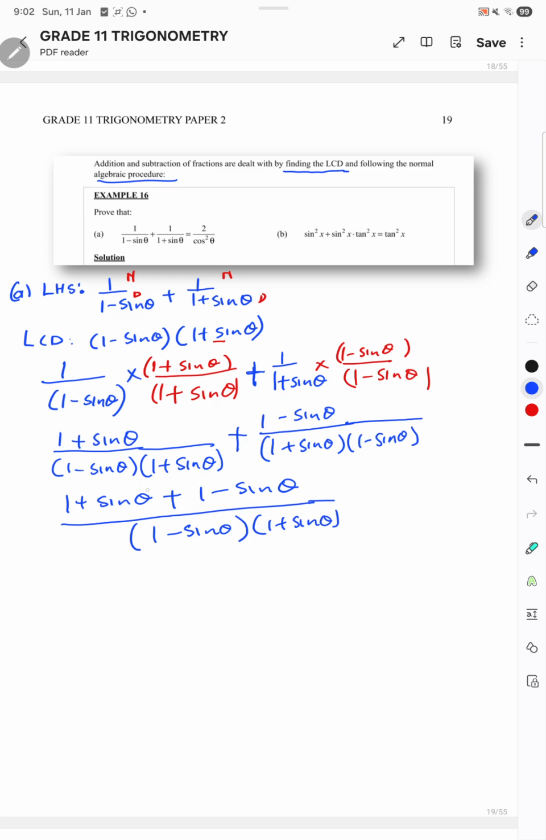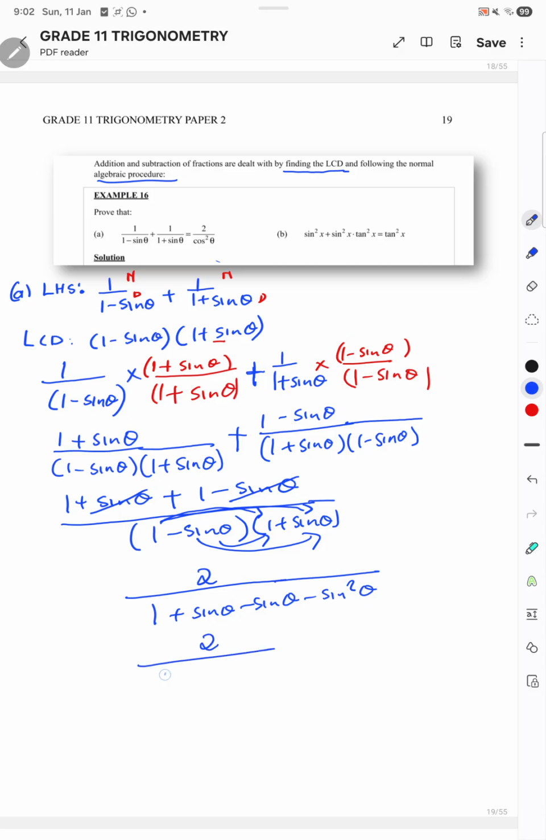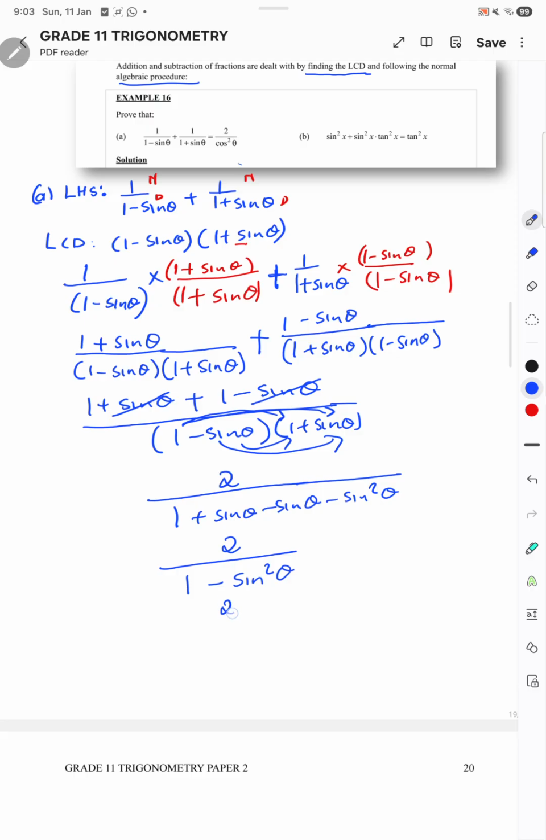Now when you look at the top, the sine will cancel the sine. You're left with 2 over, you really can see what you need down there. So we multiply this out. 1 times 1, I get 1. 1 times this, I get positive sine theta, and then this minus sine theta, then we get negative sine squared theta. Now at the end, this is 2 over 1 minus sine squared theta. Now remember, 1 minus sine squared theta is the same as cos squared theta, and this is the same as the right hand side.